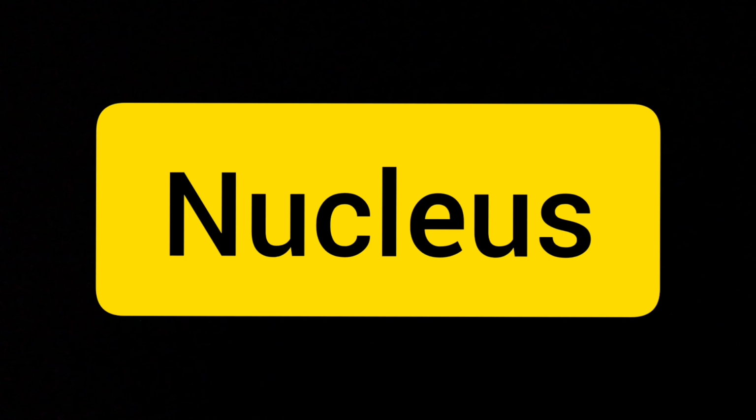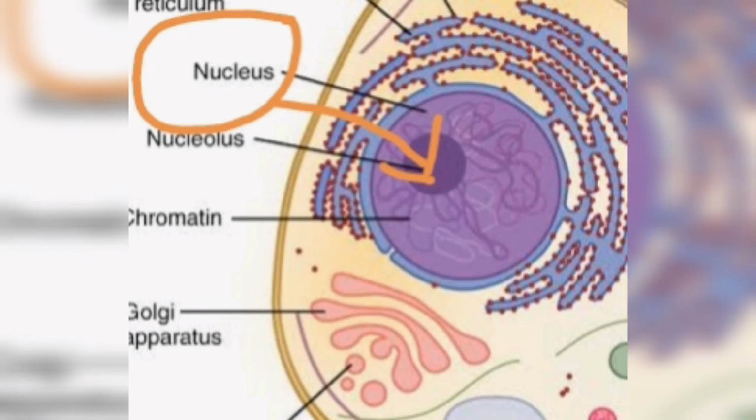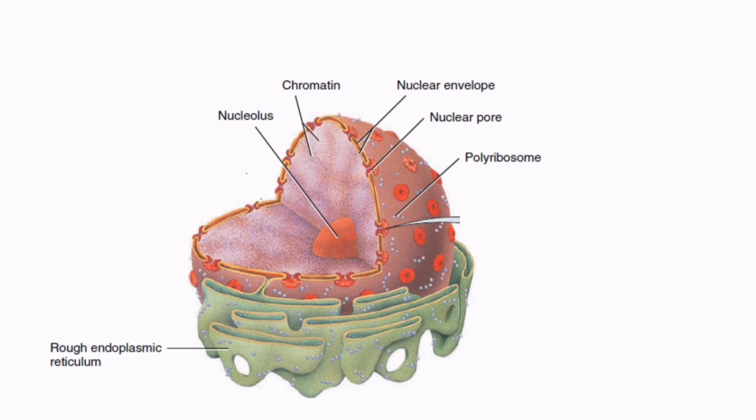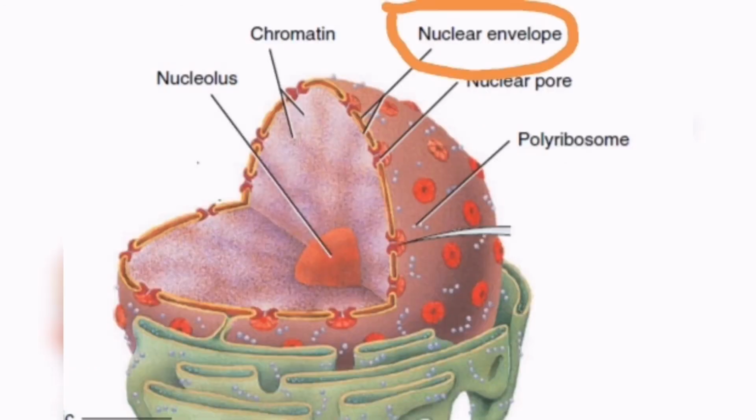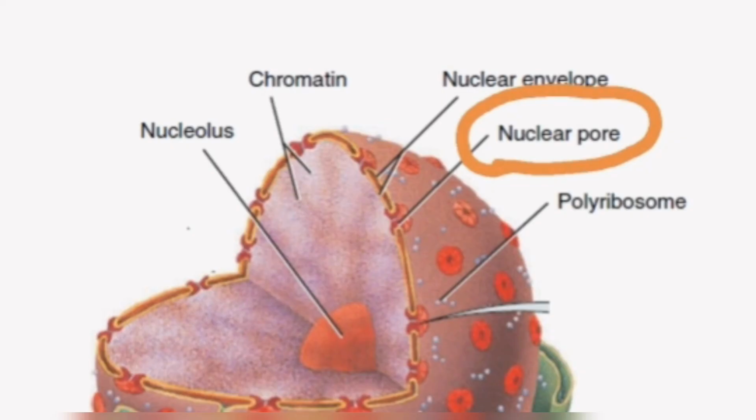Next is the nucleus, the most important portion of a cell. The nucleus is the portion which controls all the cellular activities. This is the detailed image of the nucleus. The nucleus consists of a nuclear envelope like the plasma membrane. That is, the structure of the nuclear envelope resembles the structure of the plasma membrane, with lipids and proteins. Then the nuclear envelope consists of a series of pores or openings. They are known as nuclear pores.